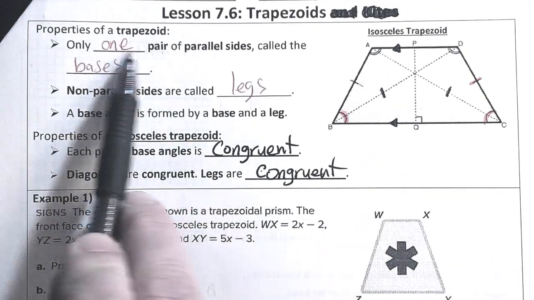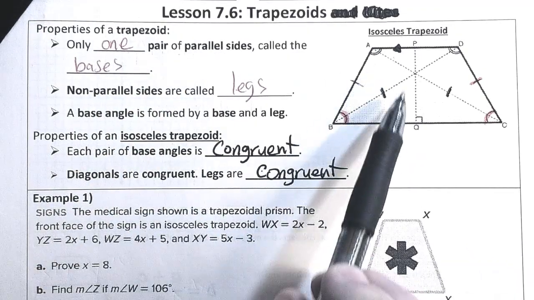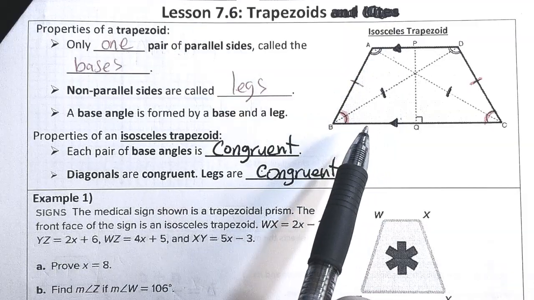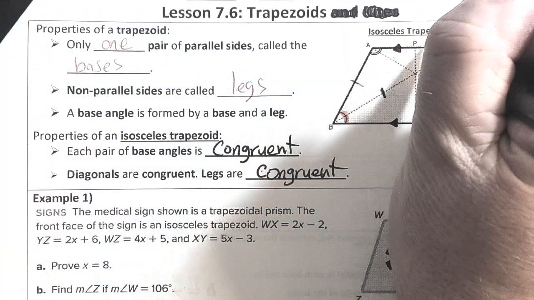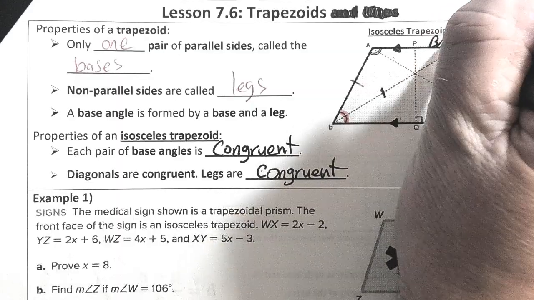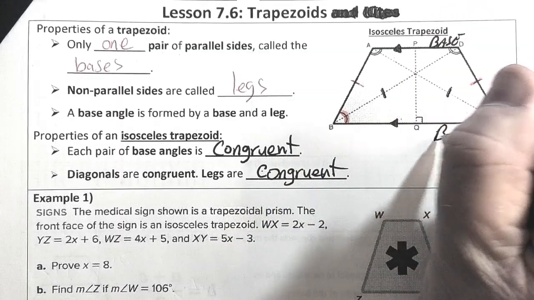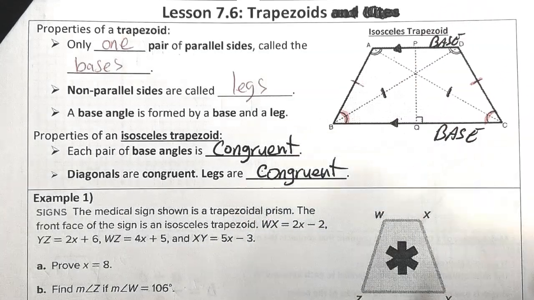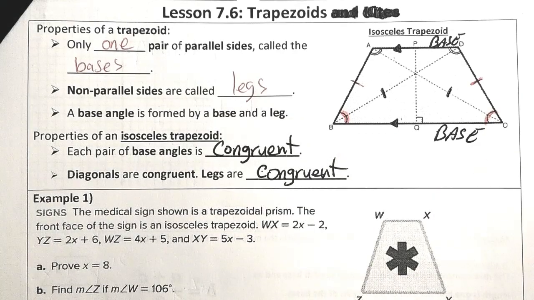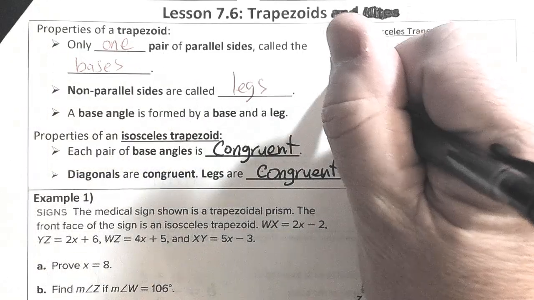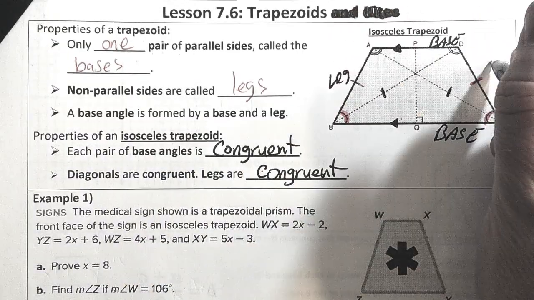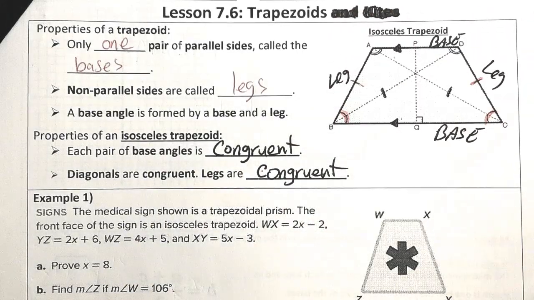A trapezoid only has one pair of parallel sides. Like right here, those are called bases. We're going to call this a base. This is the whole thing. I should have written it bigger, but that's okay. And the non-parallel sides are called legs. So this would be a leg, and this would be a leg.